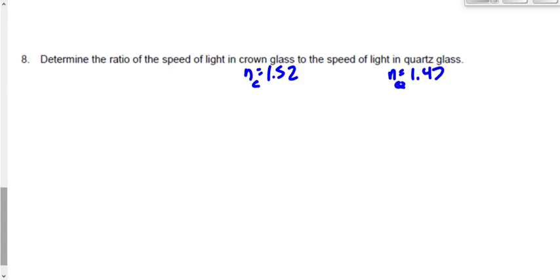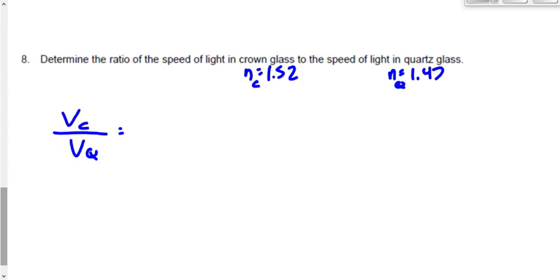Now, if I want to find the ratio of the speed of light in these two materials, normally what I do is say vC over vQ, and I would solve it. But I got a problem. I don't know what vC or vQ is. You do have a couple of options. One is the long way, and the other is the short way.